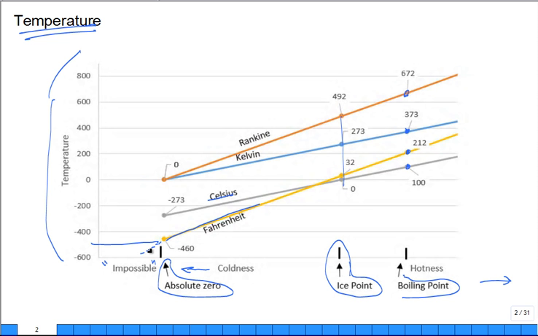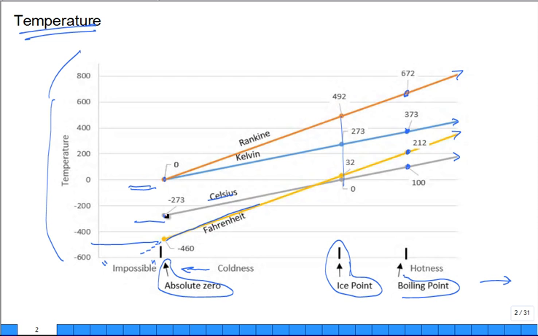Impossible. It's not possible. Somebody says I got a temperature of Celsius of negative 300. It's impossible. And below 0 Kelvin, 0 Rankine, it's impossible. So those stop there, but they really don't stop out here. They keep going. What's interesting is the slopes.